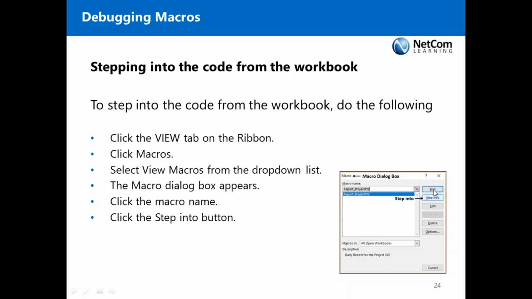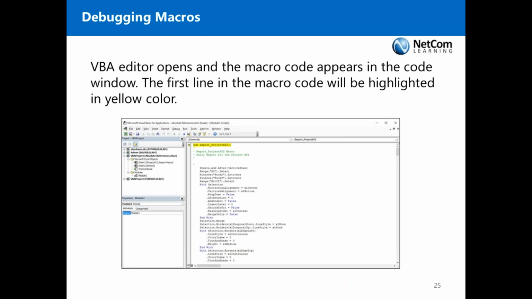Before, if we pressed the Run button, it would just execute the macro. Now we're going to click on the Step Into button, which will automatically stop the execution at the first line, so you can start debugging your macro step by step. Once you press the Step Into button, the VBA editor is going to open and the macro code will appear in the code window. The first line in the macro code will be highlighted in yellow.